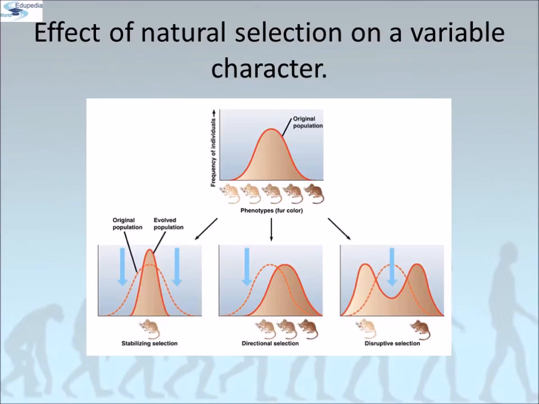Effect of natural selection on a variable character. The character selected here is the fur color of the rat. The first graph is the original population. Here you can see different phenotypes, or different fur colors. In stabilizing selection, it will favor the mean color, that is, in the middle of the light and dark colors. When we go to directional selection, it will go to one of the extremes. Here it favored the darker color. And when it goes to disruptive selection, here you can see the two peaks, that is, both the colors are selected. Both light and dark colors you can see here.